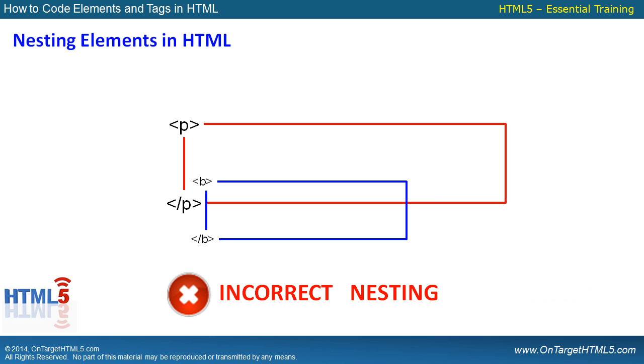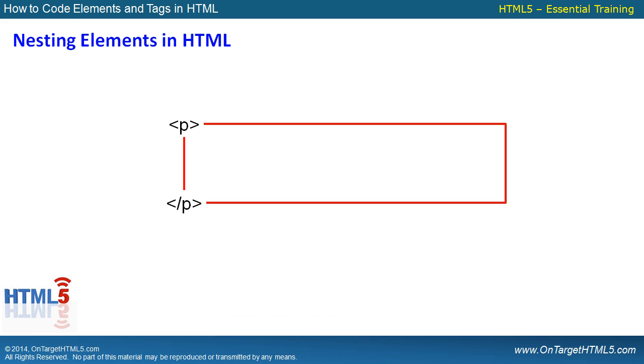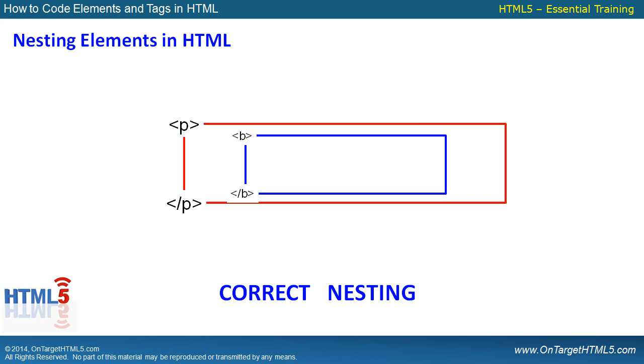That is an incorrect nesting. That would not work correctly inside of our browser window. What we want to do when we're nesting elements in HTML is have our opening and closing paragraph tag, and then inside those tags, I've nested a bold tag. I've got my opening and closing B tag, or bold for emphasis. That's a correct nesting. So let me go demonstrate that inside of our development environment.